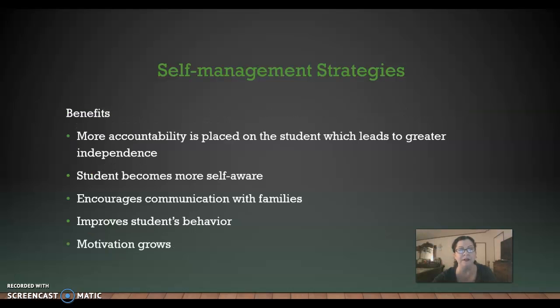And there are many benefits to self-management strategies. Students have more accountability. More of the accountability is placed on the student, which then leads to greater independence later on. The student becomes more self-aware because they might not have been aware that the negative behaviors are truly negative. They just know that they're getting attention when they have those outbursts. So they don't always know, necessarily, that they're not acceptable. We have to teach them that.